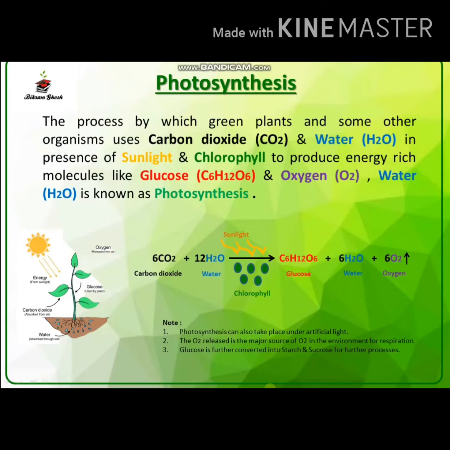We should know that photosynthesis can also take place under artificial light conditions. That means the sun is not the only source of light under which photosynthesis can be performed. Here the O2 released is the major source of O2 in the environment for the respiration process of all organisms. The glucose produced by photosynthesis is then further converted into starch and sucrose for further processes.